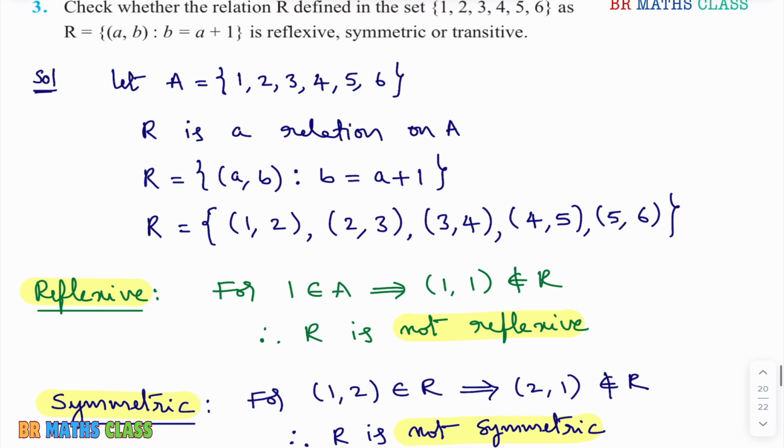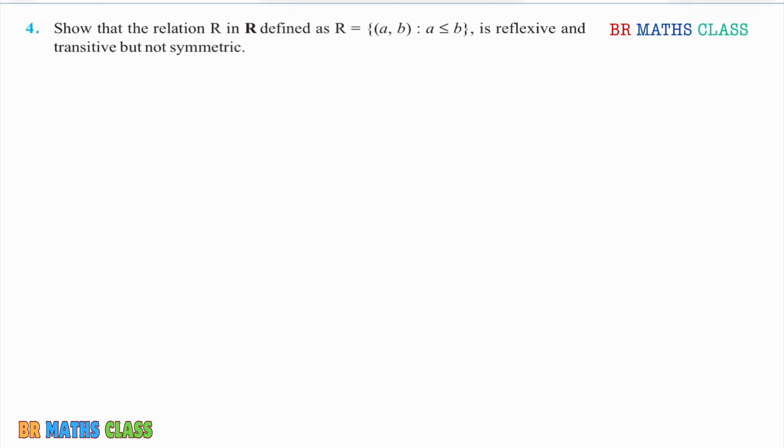I hope you understand this solution. This is question number 4. You observe what they are asking in this question. Show that the relation R, which is defined on real numbers, and the relation is defined like this. This relation is reflexive, transitive, but not symmetric. We need to prove that.